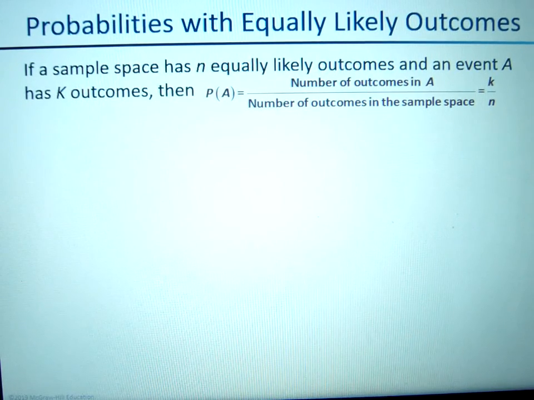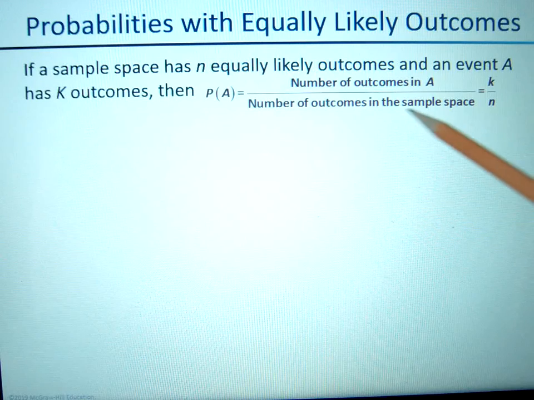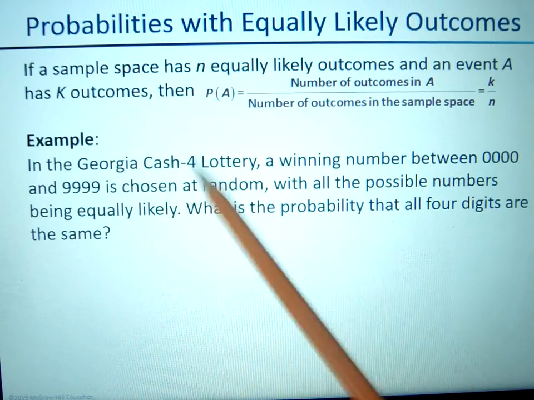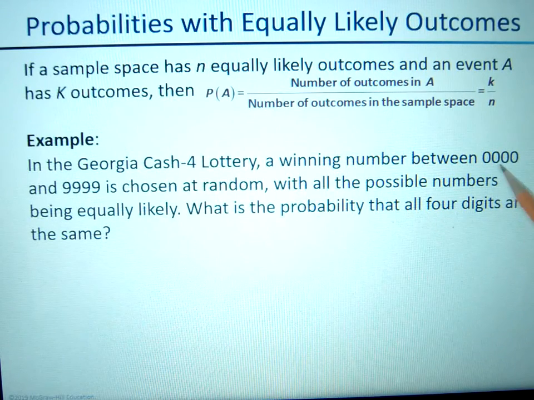So if a sample space has n equally likely outcomes and an event A has k outcomes, then you're going to take the number of outcomes in A over the number of outcomes in the total sample space. So here you have Georgia Cash 4 lottery winning numbers between 0000 and 9999, chosen at random with all the possible numbers being equally likely. What is the probability that all 4 digits are the same? Well, first you need to figure out how many ways you could get all 4 digits the same.